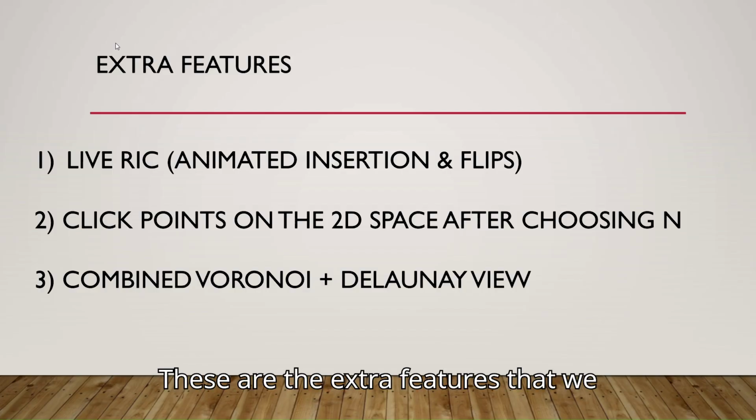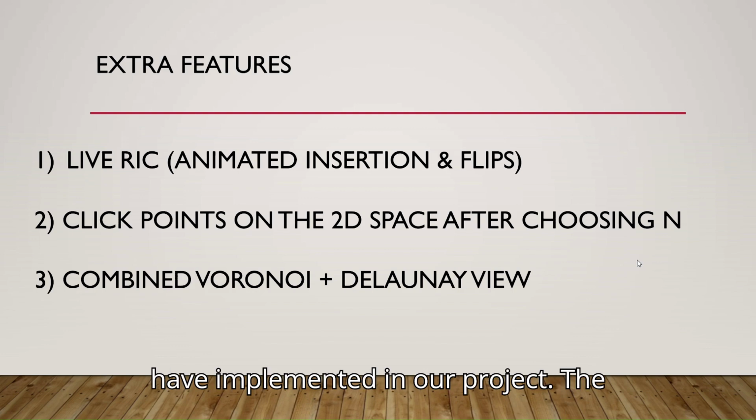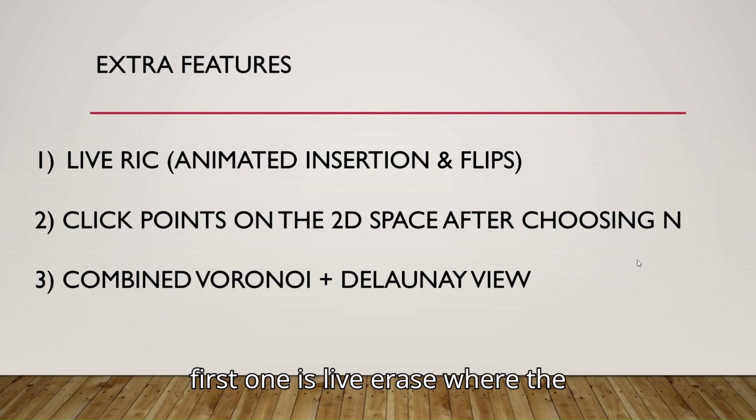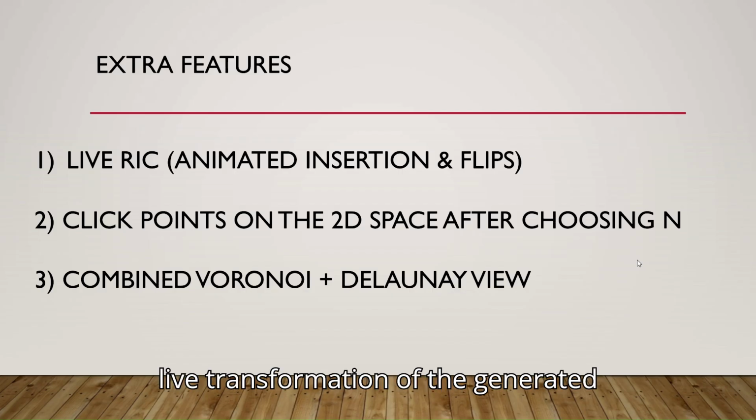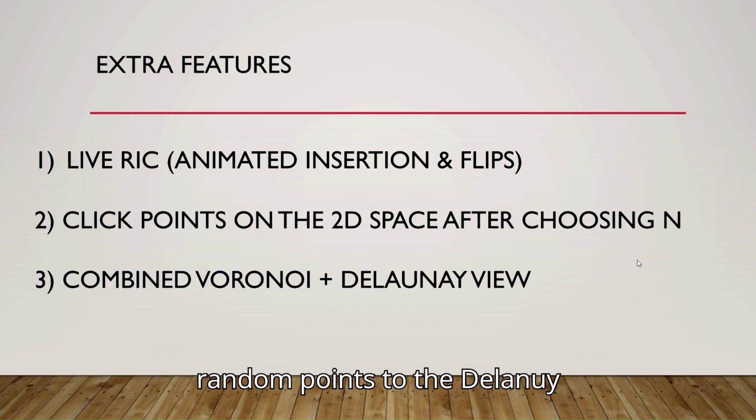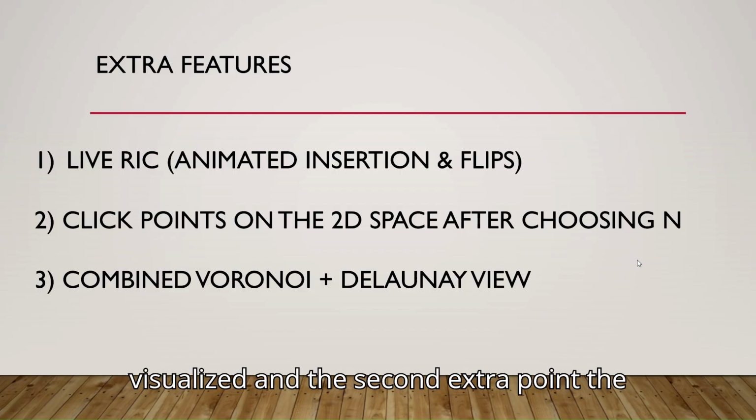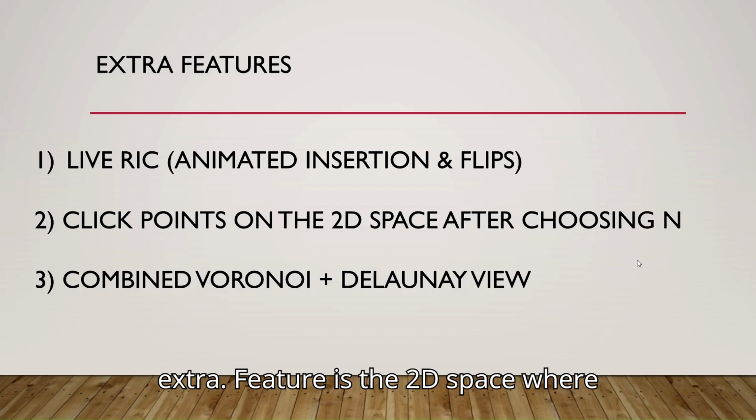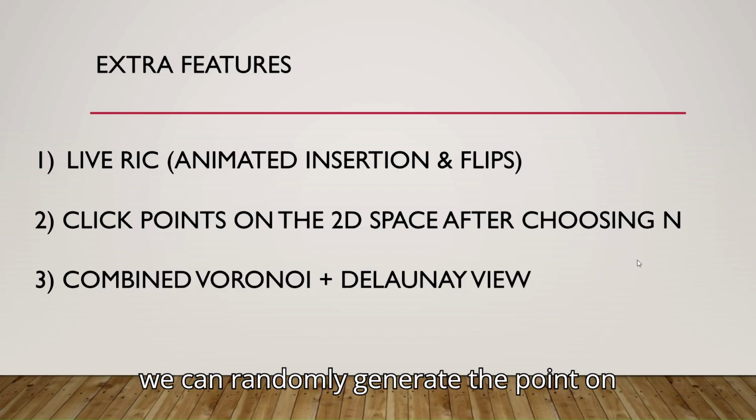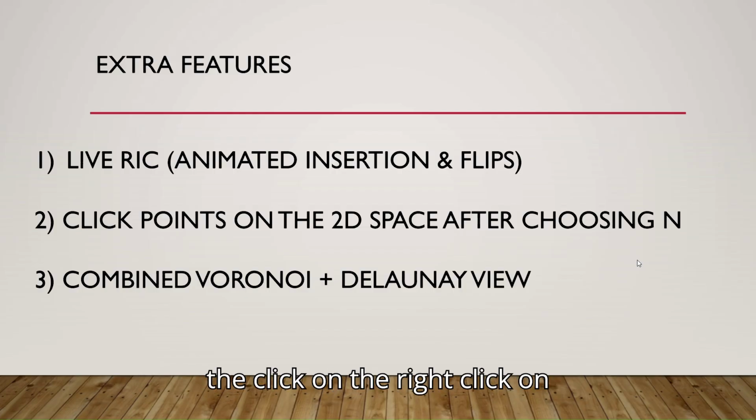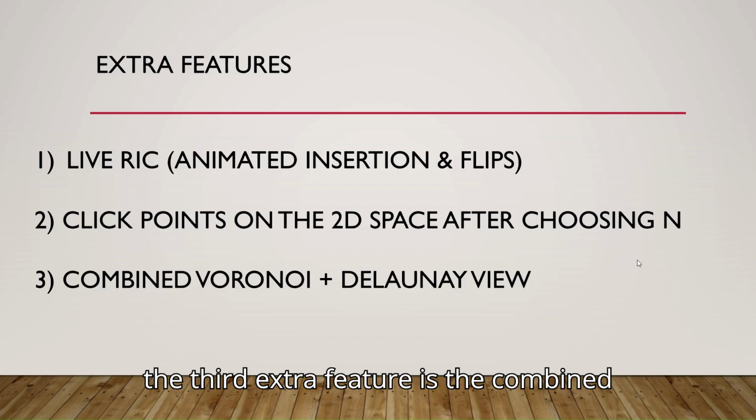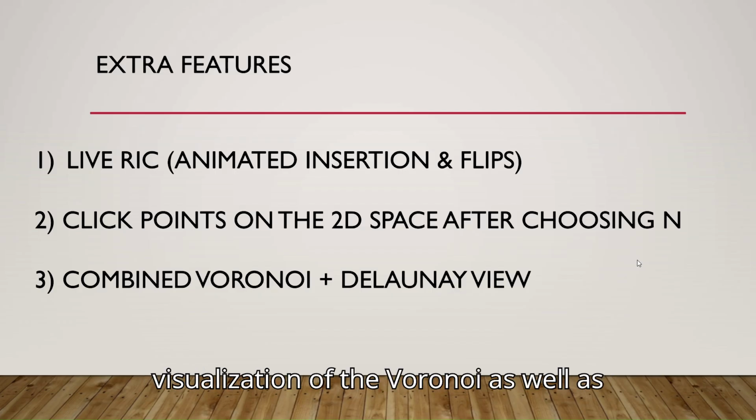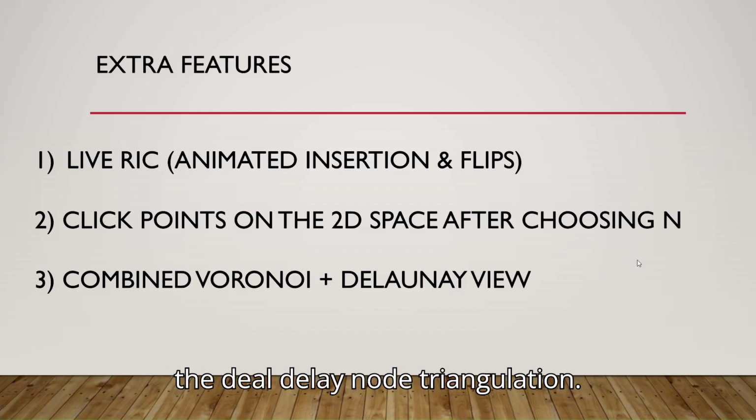These are the extra features that we have implemented in our project. The first one is live RIC, where the live transformation of the generated random points into the Delaunay triangulation is formulated and visualized. The second extra feature is the 2D space, where we can randomly generate a point on the click, on the right click. And the third extra feature is the combined visualization of the Voronoi diagram as well as the Delaunay triangulation.